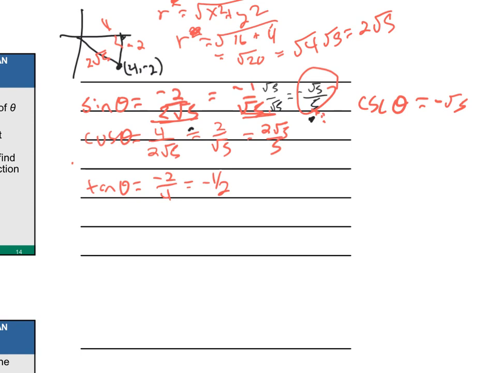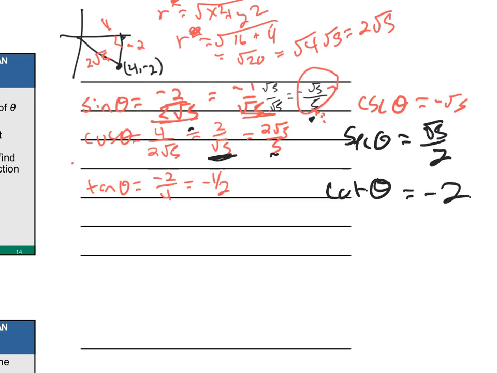All right. Secant of theta. I'm going to take which answer? The last answer or the middle answer? Take the middle and flip this one. Square root of 5 over 2. Cotangent of theta. You don't have a choice. Answer is? -2.